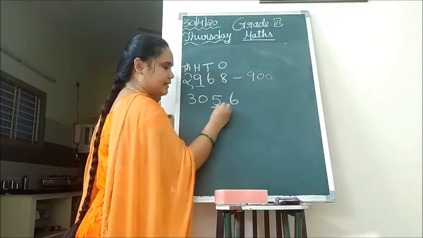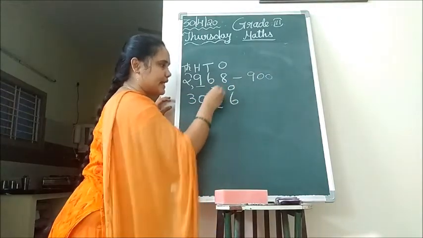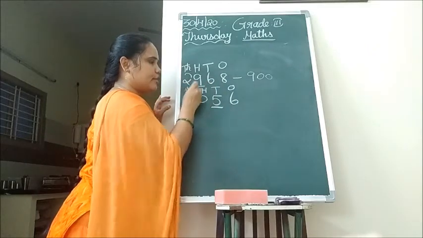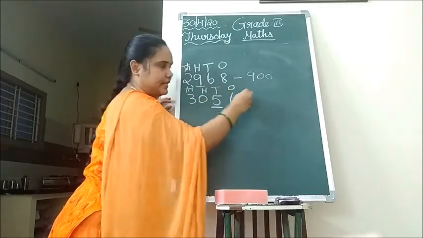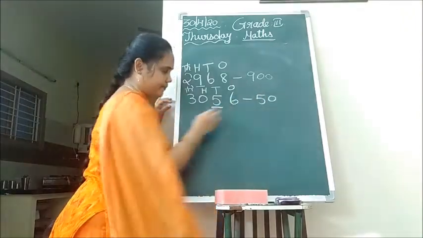3056. I underline 5. 5 is in which place children? Tens place. So what is the value of 5? 5 into 10. 5 tens, 50.